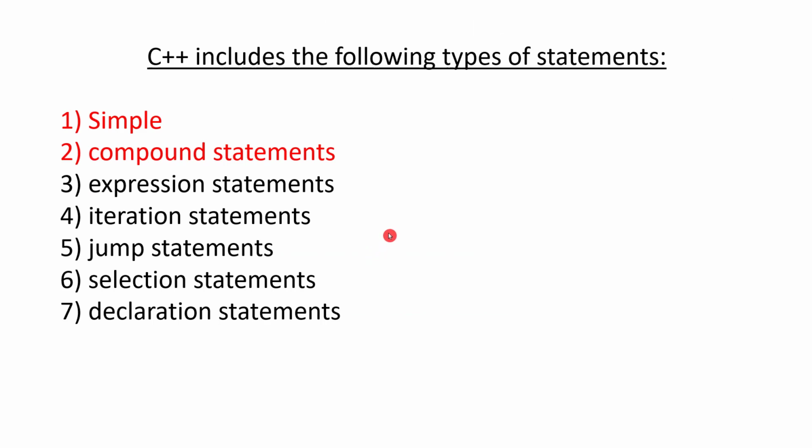C++ includes the following types of statements: simple statement, compound statement, expression statements, iteration statements, jump statements, selection statements, and declaration statements. Let's see what they are.